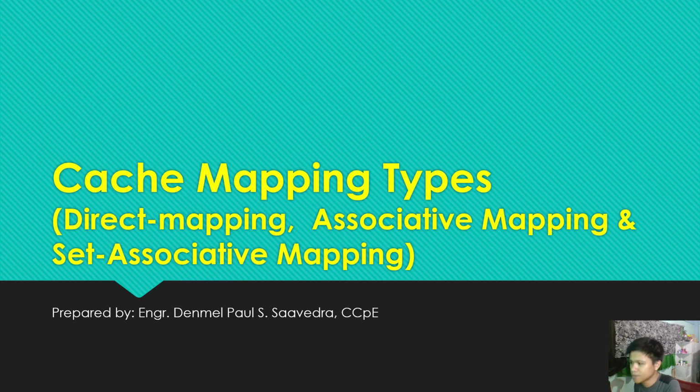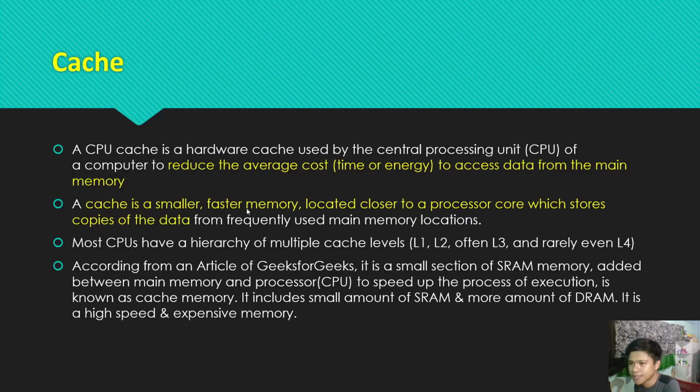So in this video, I'll be discussing the cache mapping types, particularly the direct mapping, associative mapping, and set associative mapping. So before everything else, let's discuss what a cache is first.